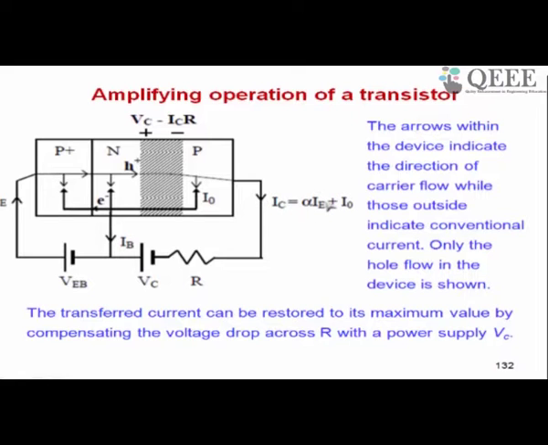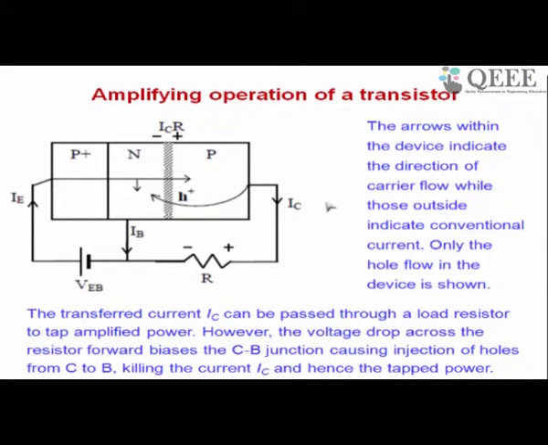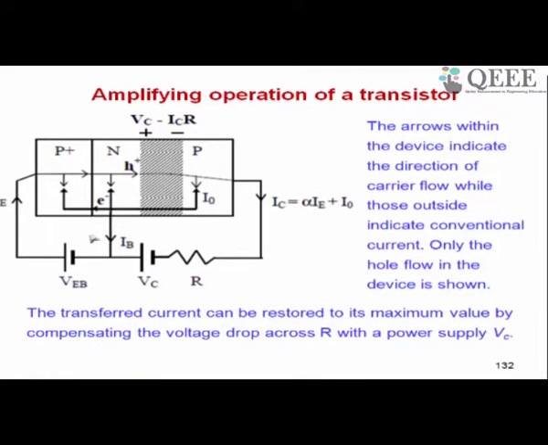As compared to this, if you had a forward bias, which is what was shown in the previous slide, then a large number of holes are injected from P to N, and this hole current opposes this hole current, and therefore the current is drastically cut down. Whereas if it is reverse biased, because of the application of this VC, there is a current, but this current is very, very small, and therefore the transferred current here from emitter is not disturbed very much, and you get the collector current as alpha IE plus I naught.